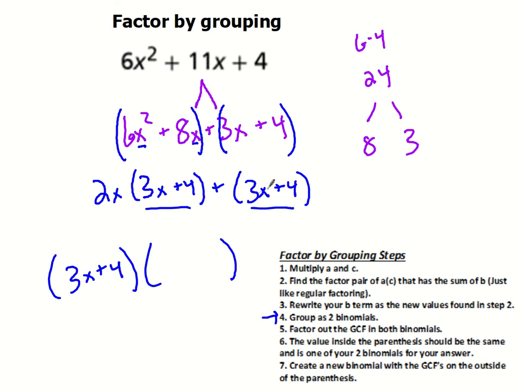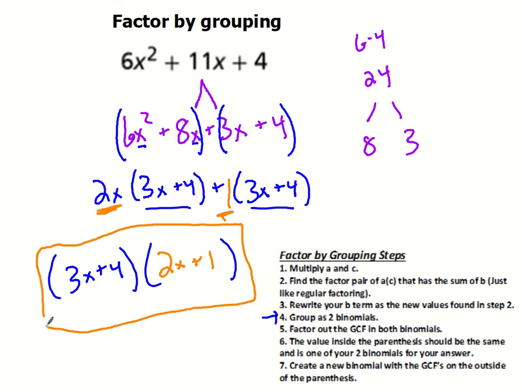Well, the other binomial are the GCFs that I factored out. Well, the GCF for 3x plus 4 is 1, right? Because I could technically factor out a 1. So when you can't factor out, it's prime, we do still want to factor out that 1, because what I'm going to do now is I'm going to take the values on the outside that I factored out, and those are going to make my second binomial. I'm done. This is my final answer.